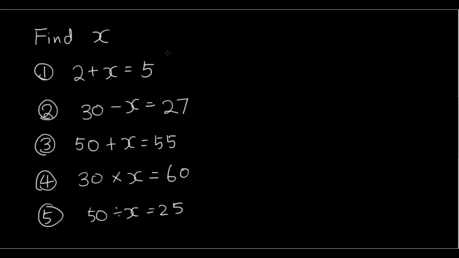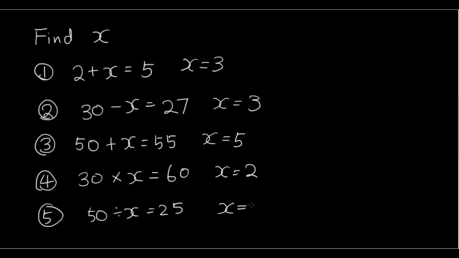Okay, so now that you have figured it out, let's have a look at the answers. 2 plus a number is 5, so that number must be 3. 30 minus a number is 27, number must be 3 again. 50 plus a number is 55, so that number must be 5. 30 times a number is 60, that number must be 2. 50 divided by a number is 25, that number must be 2.